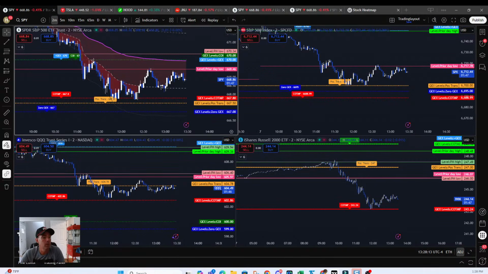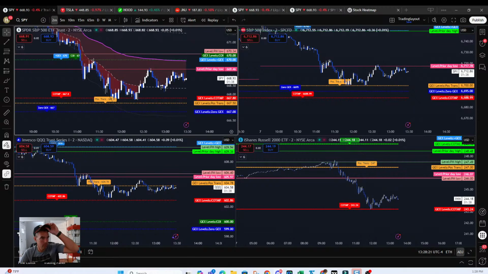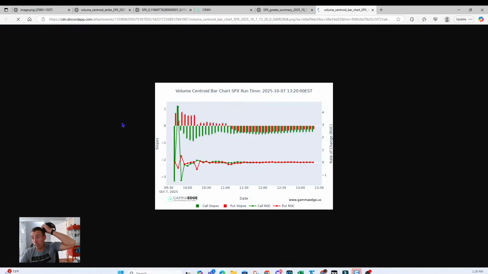So let's take a look at our latest volume command here. So here's our centroid bar chart to review. Obviously, you can see the downside on the put slope as well as the downside on the call slope, but the put slope continues to pull that nose up and rise. So it's indicating market participants are not transacting more out of the money puts to the downside. So again, that's why the overall market most likely stopped going down.